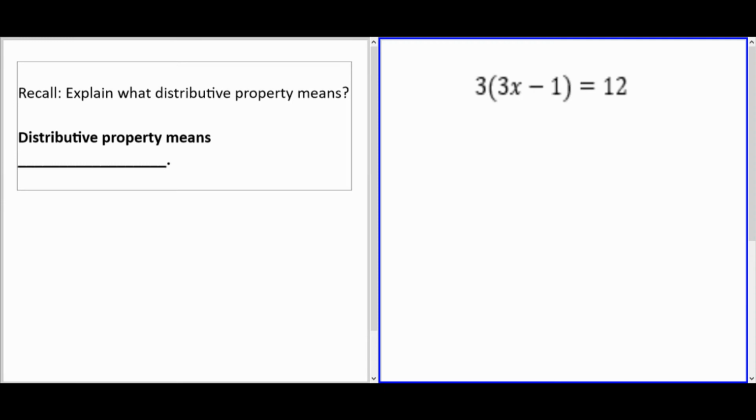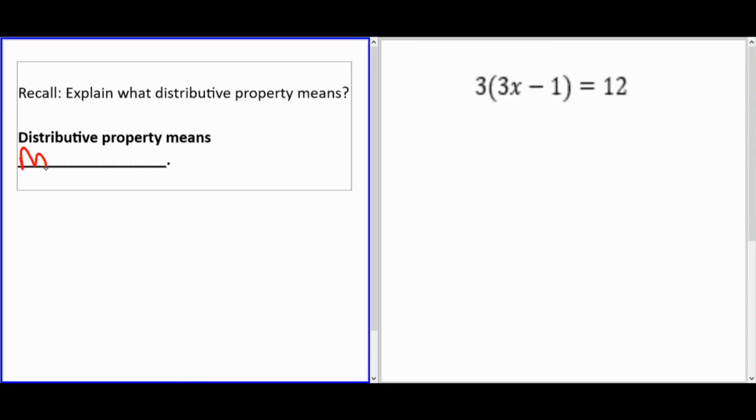Okay, so if you said it refers to multiplying, you are correct. So distributive property means multiply. So let me show you an example where we have to use the distributive property.